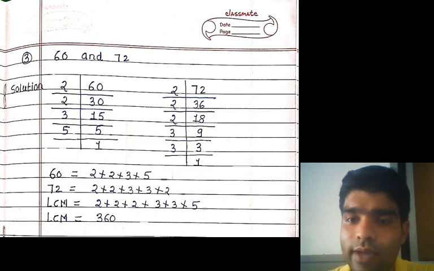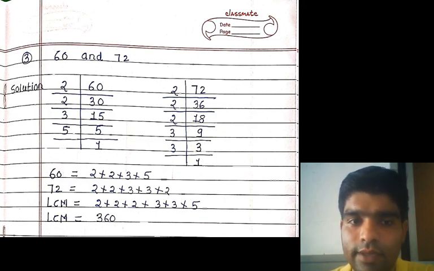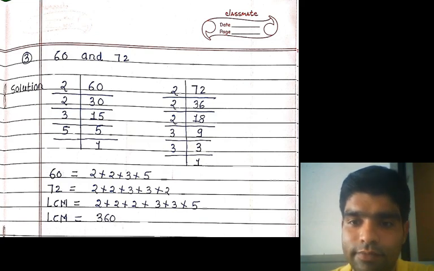Your last line is: LCM of 60 and 72 is 360. LCM means the least common multiple of 60 and 72. Your final answer is what? 360. Okay, all our examples are based on finding the least common multiple.